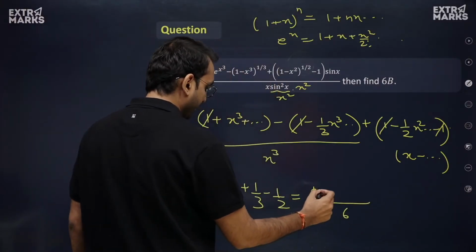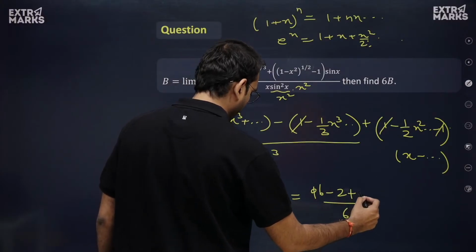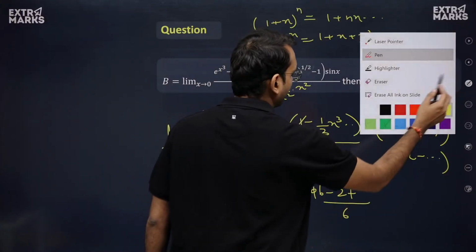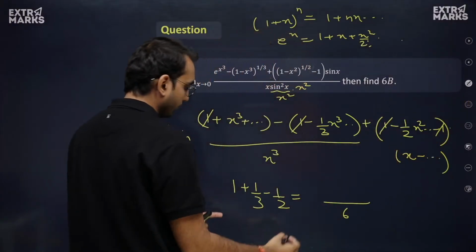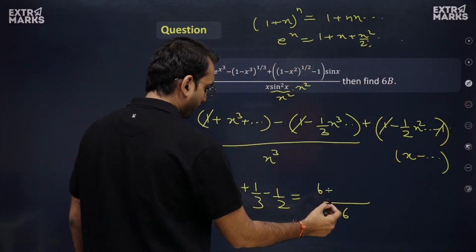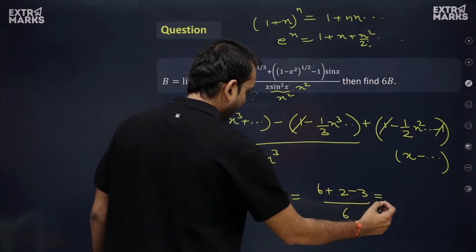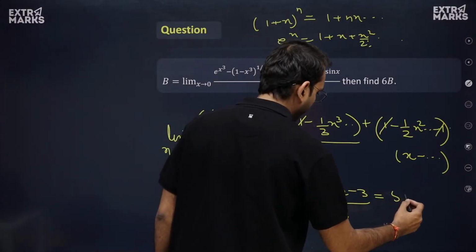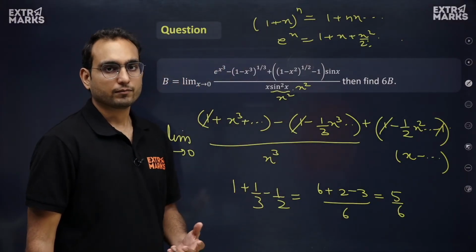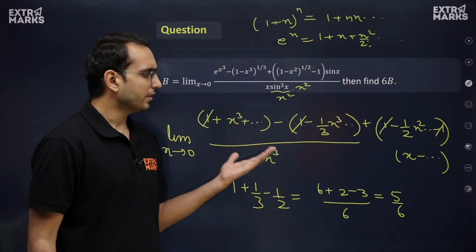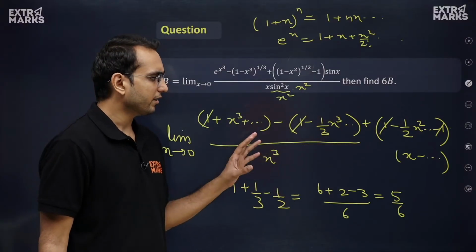It will be 6 minus 2 plus 3. So 6 plus 2 minus 3. That is 6 minus 1, that is 5 by 6 is the answer. So you can see two-step answer, right? So it is basically not an advanced level question, it is below moderate.